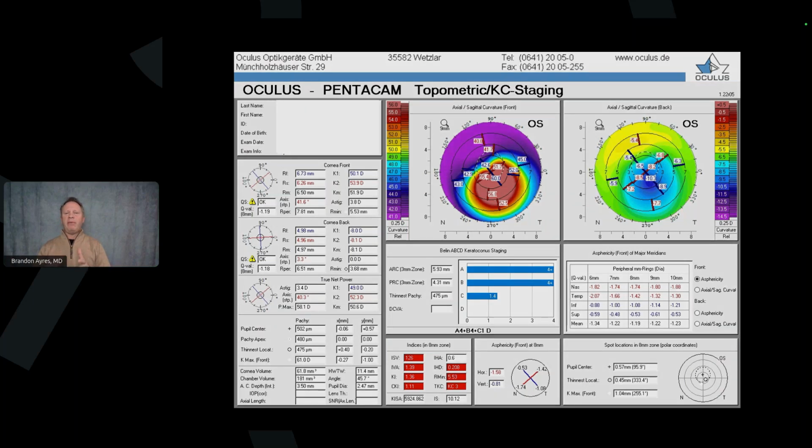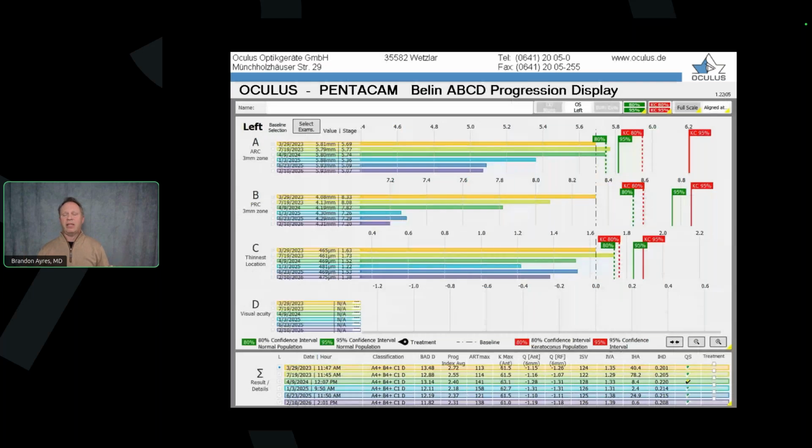And then the Belin ABCD progression display, this is a fantastic way of looking at repeated exams over time. So we're looking again at, so the A is the anterior cornea, B is posterior cornea, and this is within the 3 millimeters outside the thinnest area of the cornea, and it's going to track this for progression. So each of those color bars is another exam that patient has had. So we can see if the anterior cornea is steepening over time. We can see if the posterior cornea is steepening over time. We can look to see what's going on with the thinnest point. Is the cornea getting thinner over time? And D is visual acuity.